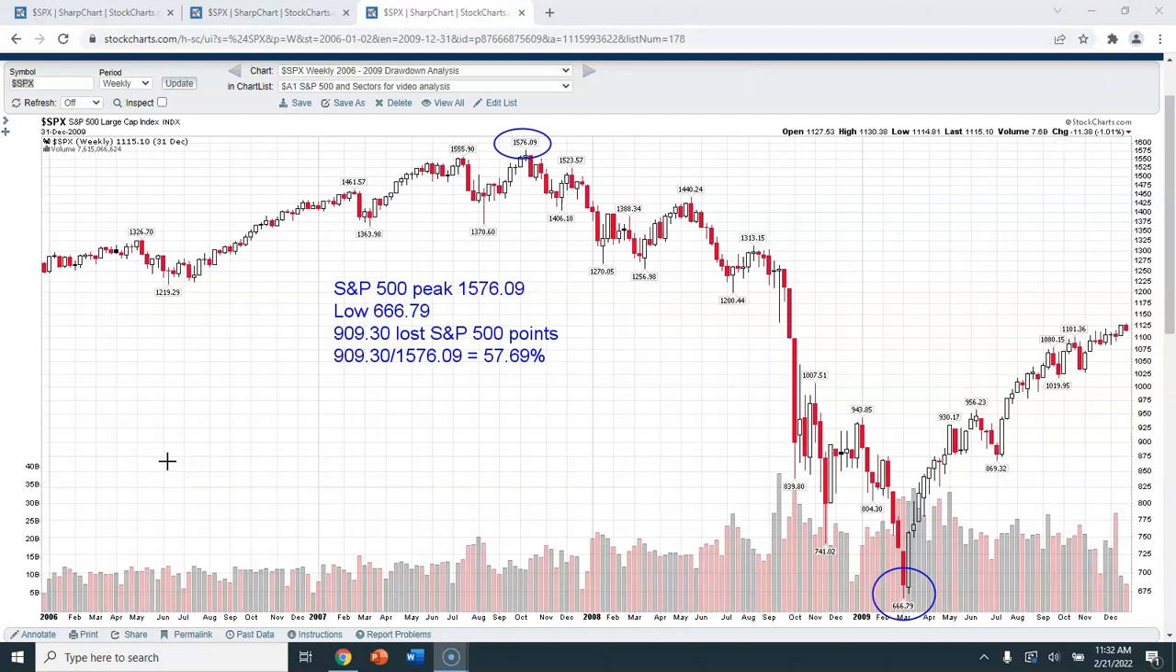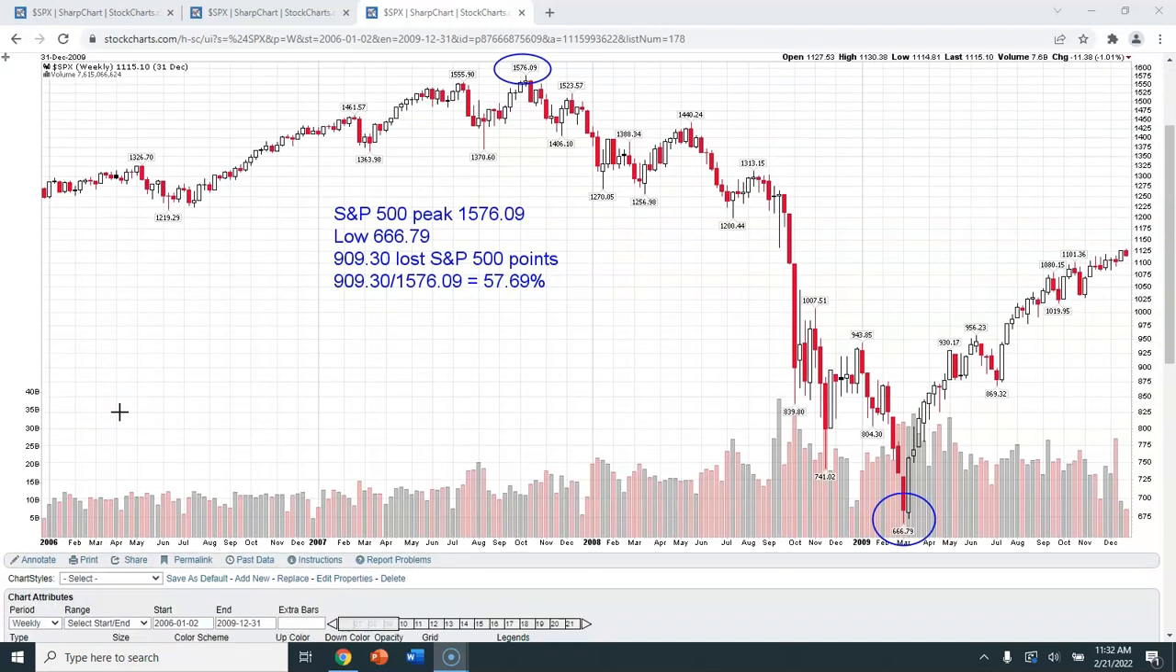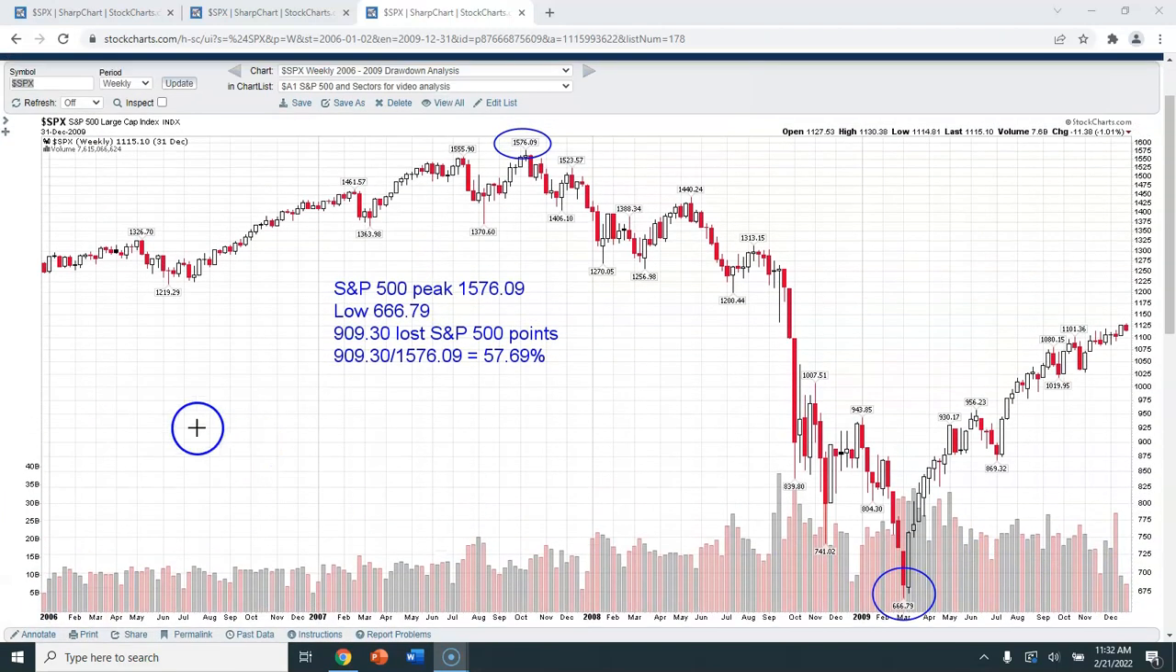All right, guys, so here's what we have. This chart is a weekly candlestick chart of the S&P 500 that goes from 2006 through the end of 2009. So this, of course, encompasses the entire bear market, the housing debacle and everything we had going on there. And let's see what we found out.